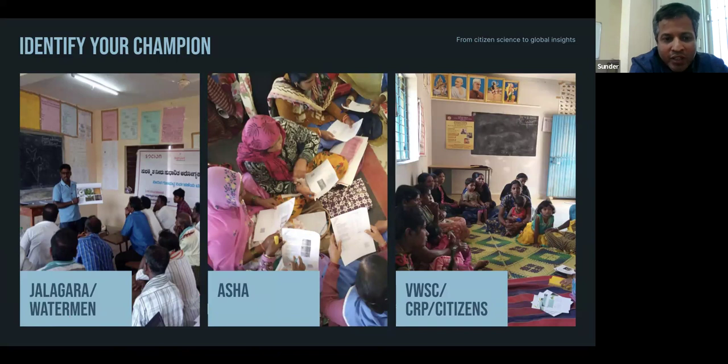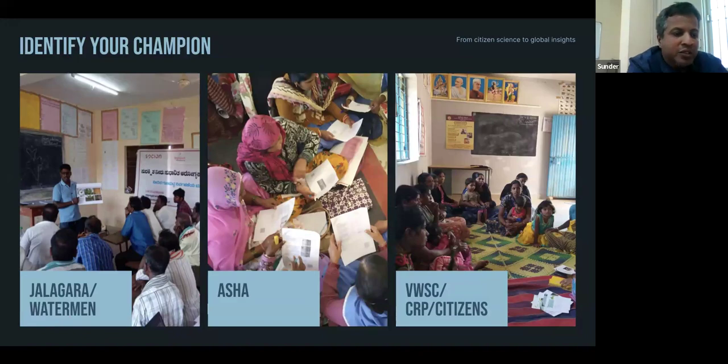We work closely with the Jalagara water provider. The second picture is from Rajasthan, Dungarpur, where it's the Asha health worker. And the third picture is from MP, where you have citizens who are part of village water sanitation committees, who are part of this community-led water monitoring process. So identifying who individually and which set of people who are there with you as champions, water quality champions, is very important as step one.